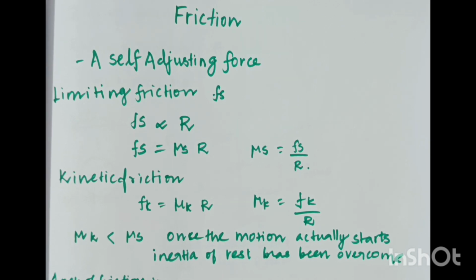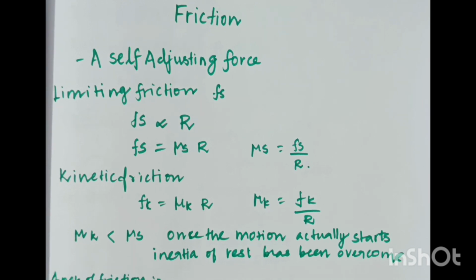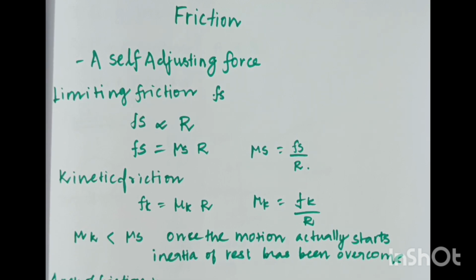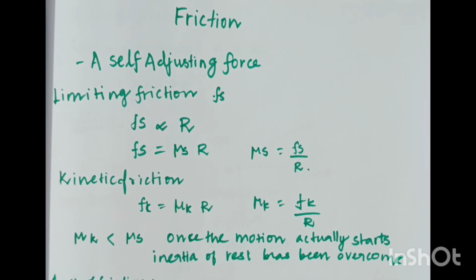Frictional force is a self-adjusting force. We will see this with an example later. We should know about limiting friction. The maximum value of static frictional force which comes into play when a body just begins to slide over the surface of another body is called limiting frictional force. You have to remember it is the maximum value of static frictional force.